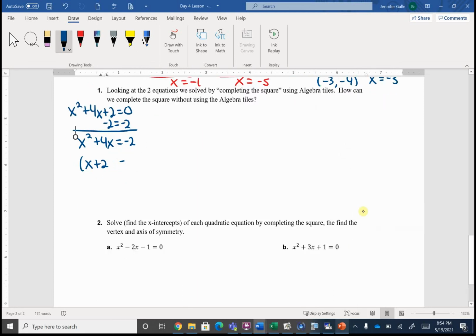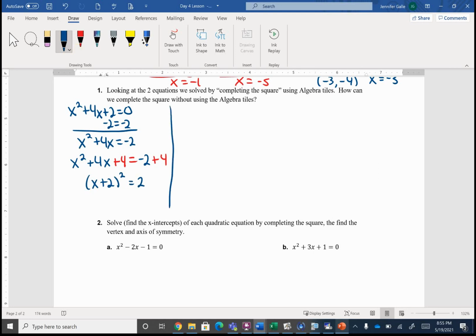So let me go ahead and show. I know we did it with the tiles, but let me actually show it with the numerical values, that we did add 4 to both sides to get the square that we needed with our algebra tiles. So then this side became x plus 2 squared, and this side simplified to 2.